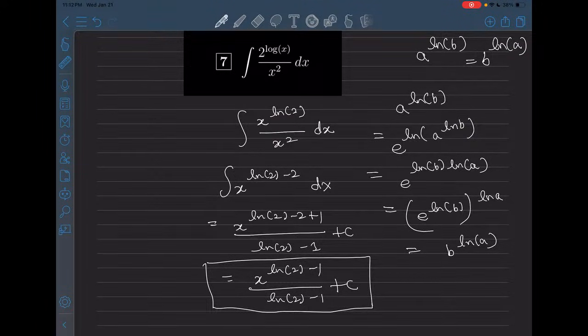Let's go to the next one. Should I go to the next one? Probably, yeah. This was a good problem, right? I think this wasn't too hard. Should I go to the next problem?